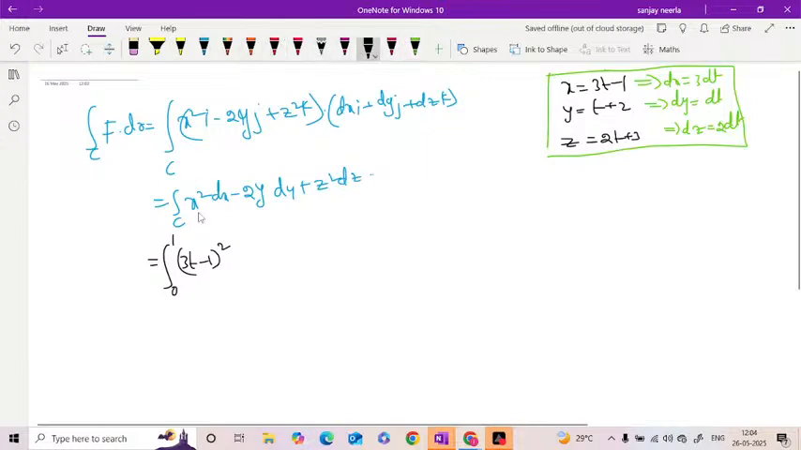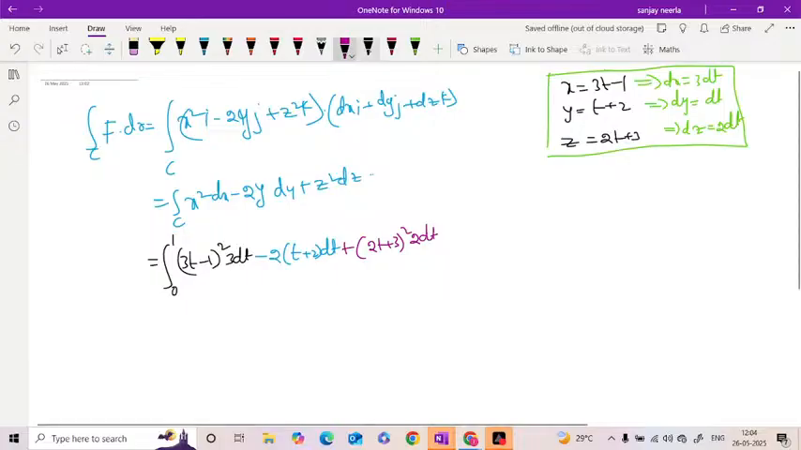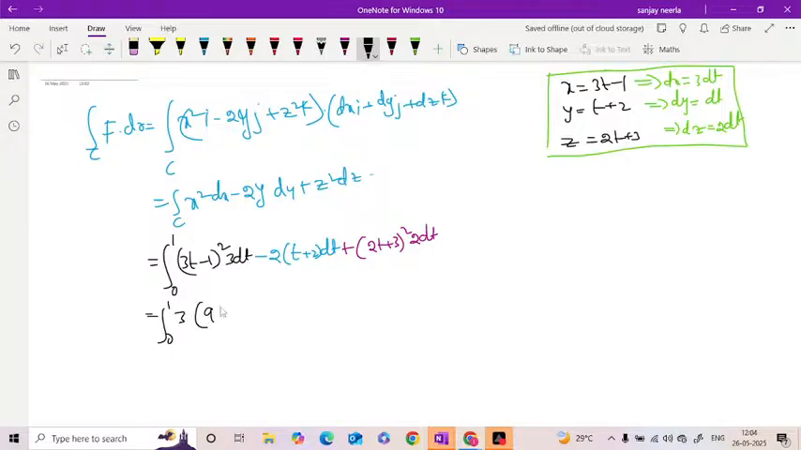Now the first one is (3t minus 1) whole square into 3 dt. Next one, minus 2 into (t plus 2) into dt. Third one, 2 into (2t plus 3) whole square into dt. Now simplify. Integral 0 to 1, after expansion we will get 3 into (9t square minus 6t plus 1), minus 2t plus 2, and 2 of (4t square plus 12t plus 9) into dt.